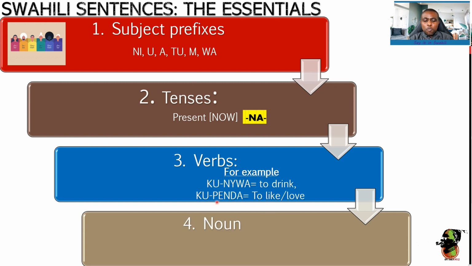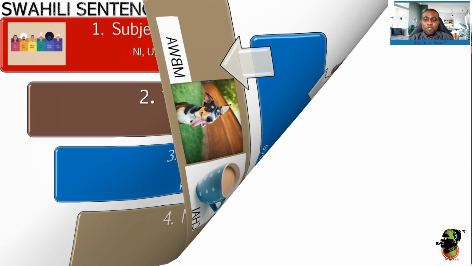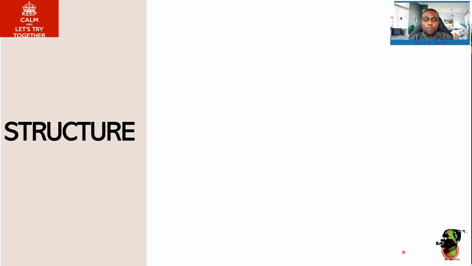For example, kunywa, to drink, kupenda, to like or love. And then you're going to have your nouns coming in later as chai and mbwa. This is just a few examples, but we'll have others to practice with. So let's dive in and look at some of the most important things when constructing sentences.